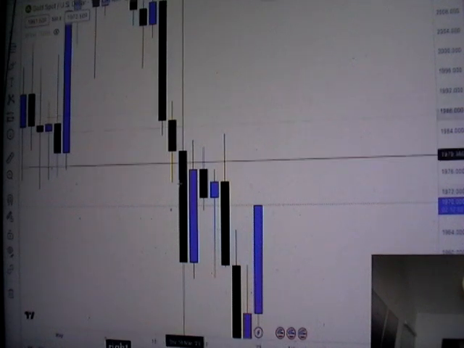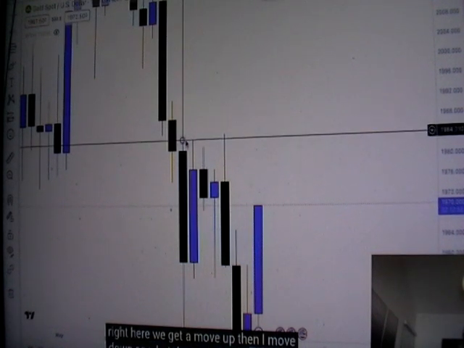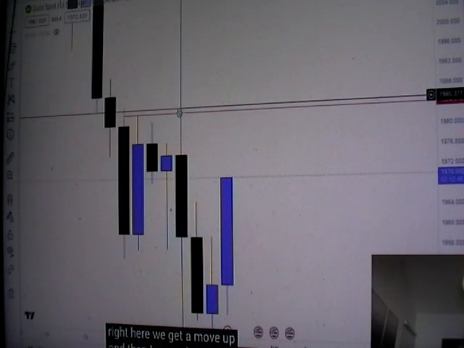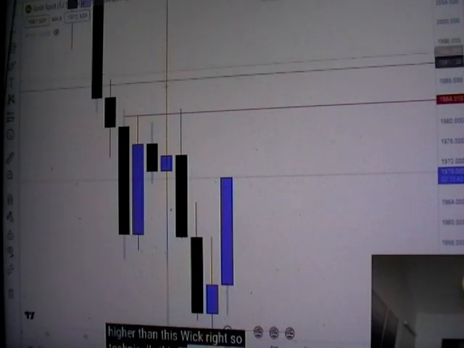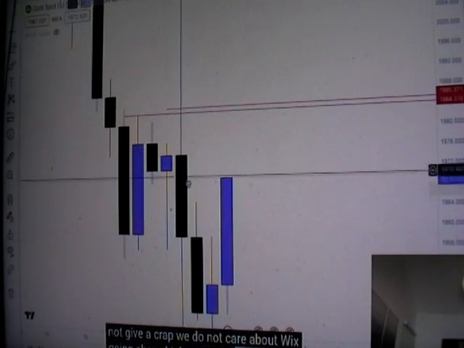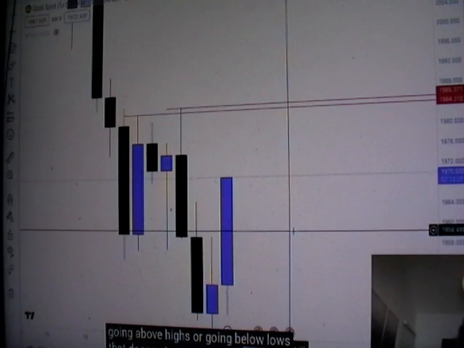Okay. Right here is a perfect prime time example of this. Right here, we get a move up, then a move down. So what does this make? A high. Correct. Right here, we get a move up, and then a move down. This wick goes higher than this wick, right? So technically, this high is higher than this high. However, we do not give a crap. We do not care about wicks going above highs or going below lows. That does not mean anything to us.